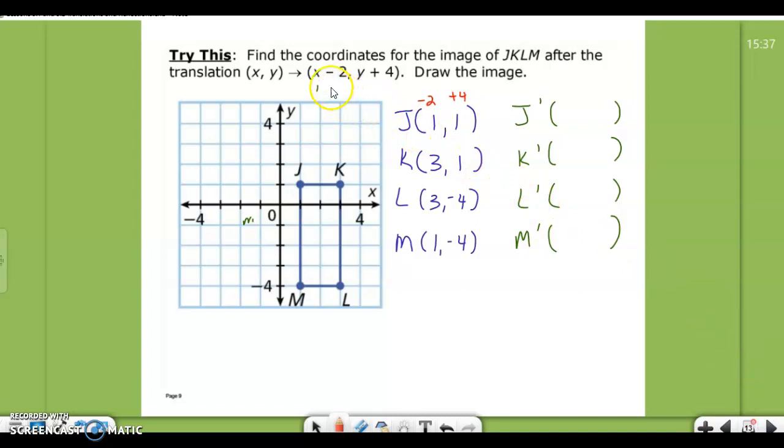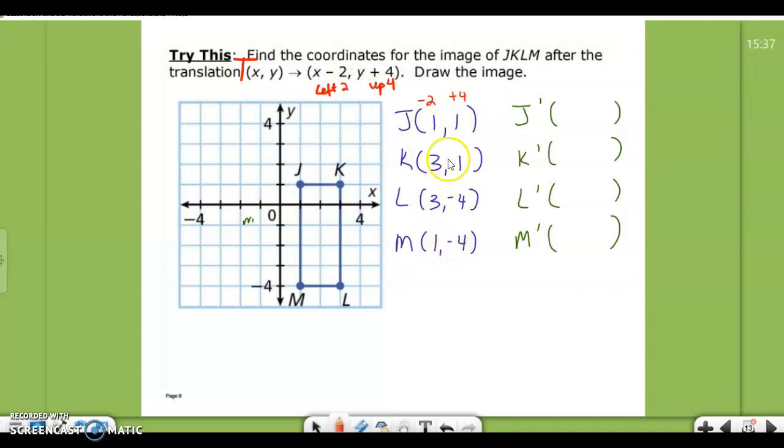Okay, let's do another one. This time we've got a quadrilateral. Here's our rule. We're going to have capital T for translation. We're going to take 2 away from every x, which is the same as left 2. And we'll add 4 to every y, which is the same as up 4. If this was minus 4, it would have been down 4. If this was plus 2, it would have been right 2.